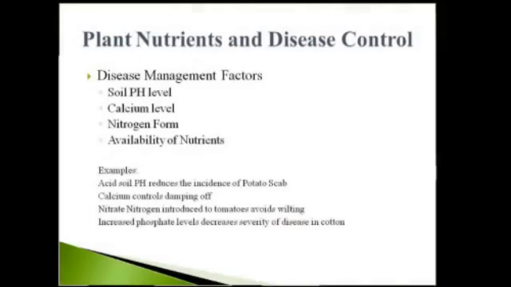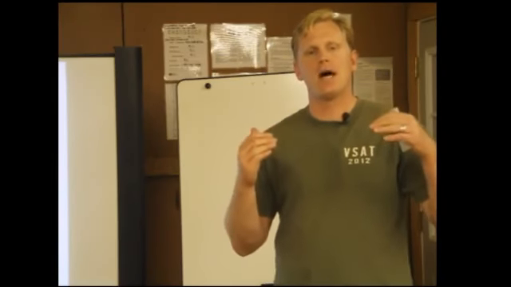Other disease management factors: the pH of the soil, calcium levels, nitrogen and the forms of nitrogen, and available nutrients as a whole. You see a couple examples below. Calcium helps control damping off. Damping off is a disease that you get right at the base of the plant as it comes out of the soil or media that you're growing in, and it's typically caused by too much moisture at that top layer.